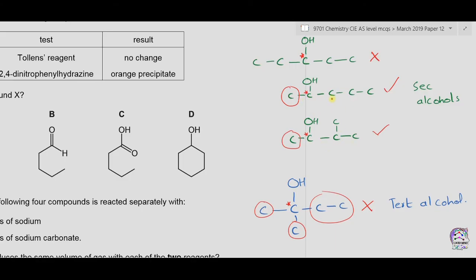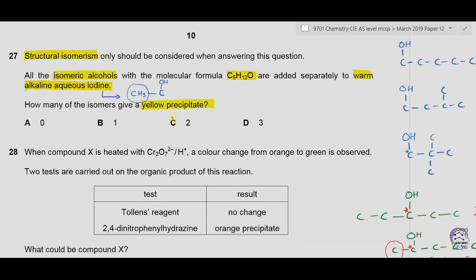First one is pentan-2-ol, and second one is 3-methylbutan-2-ol. So therefore the correct option is 2.